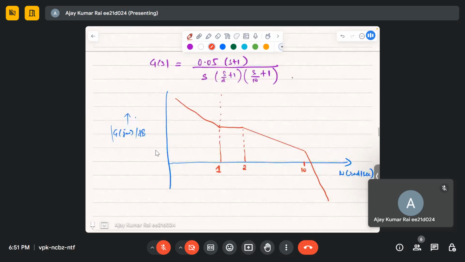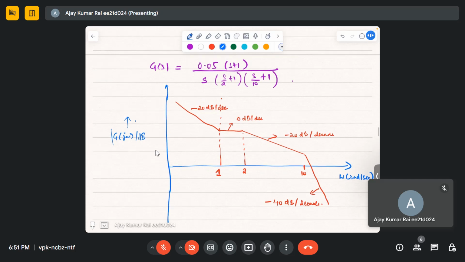Okay, so let me write the slope. So this is 20 dB per decade. This is 0 dB per decade. This is minus 20 dB per decade, and this will be minus 40 dB per decade. Okay, this is how the slope will look. So this is in magnitude.